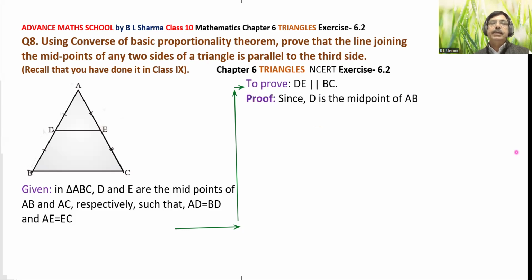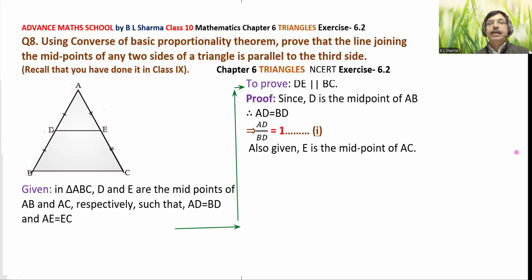See, proof: since D is the midpoint of AB, therefore you can write AD is equal to BD, and AD upon BD is equal to 1. Cross multiply. Similarly, E is the midpoint of side AC, so you can write AE is equal to CE, see the figure, or AE upon CE is equal to 1.